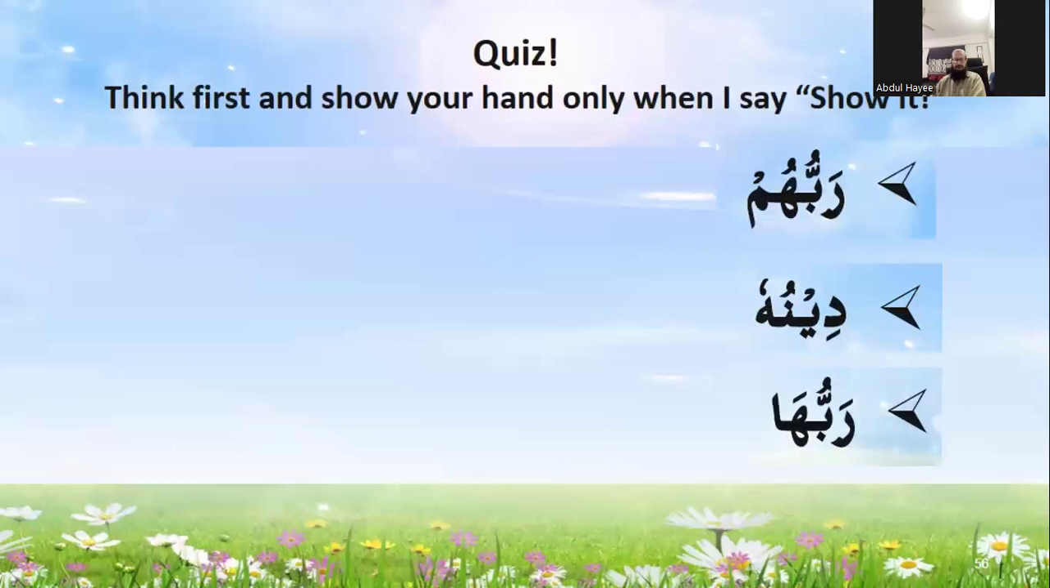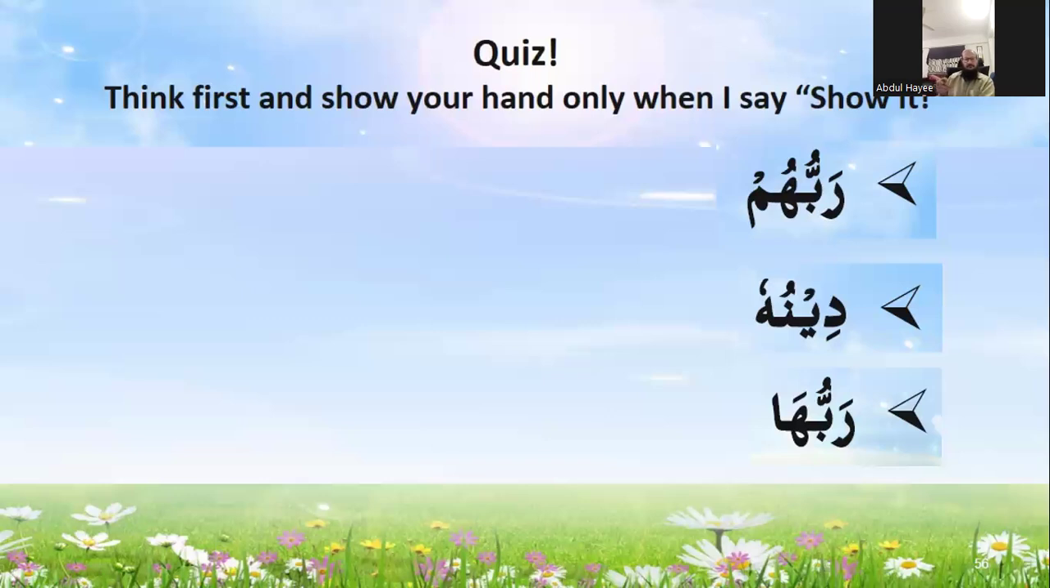So here is a quiz for you. First, think first and show your hand only when I say show it. So when we say Rabbuhum, where do we show our hand to? Rabbuhum, their Rabb, which means we are showing our hand, the forehand to them, towards there.